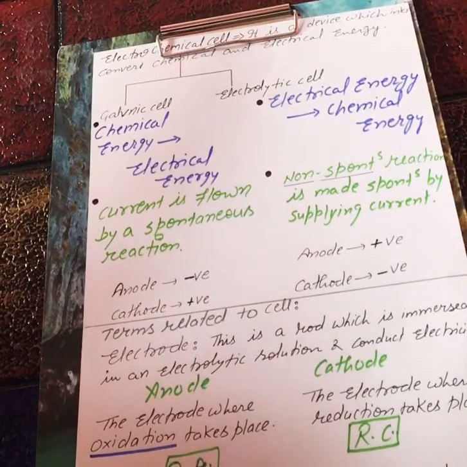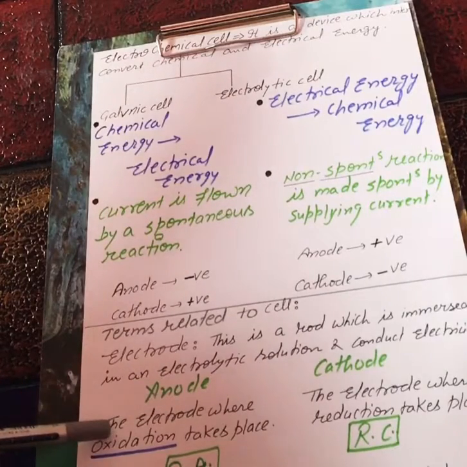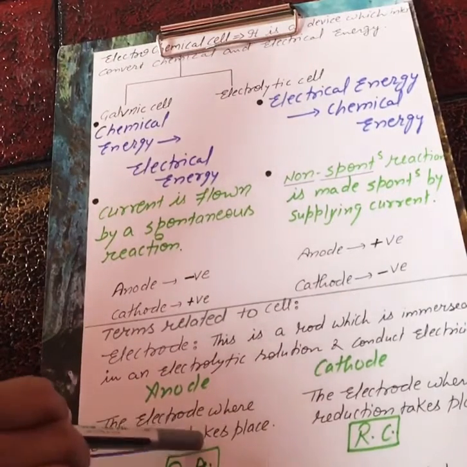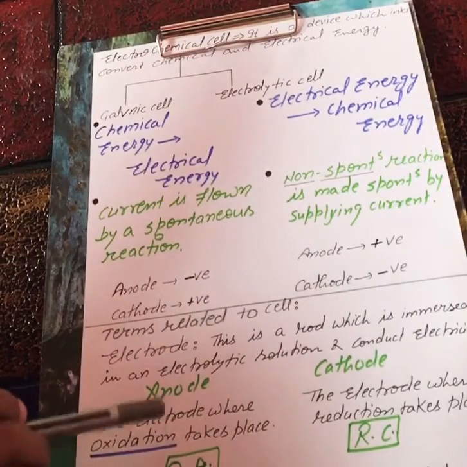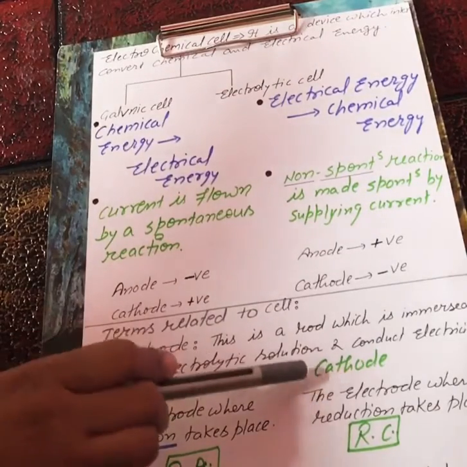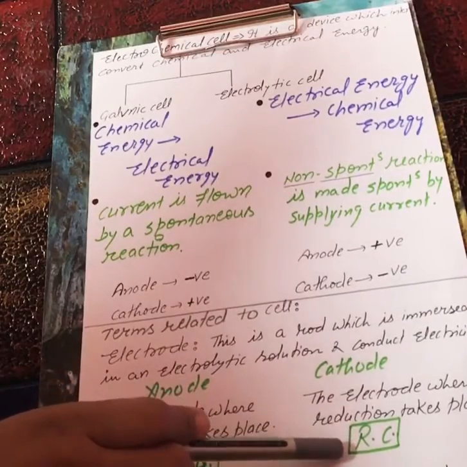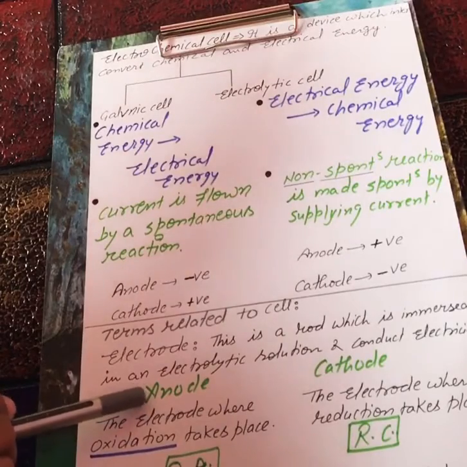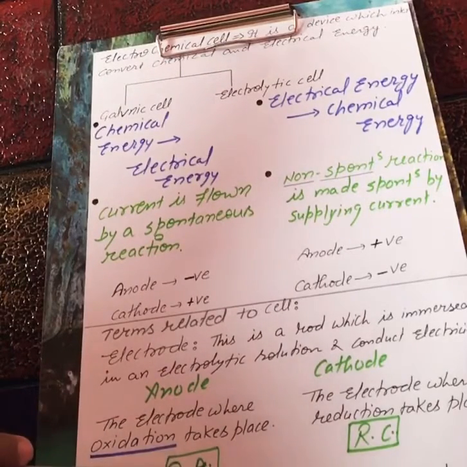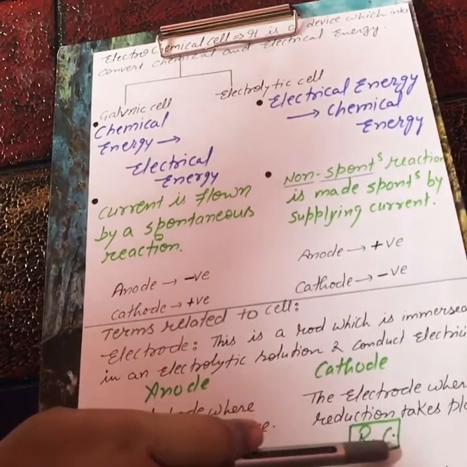Yesterday I discussed electrodes. We know electrodes are of two types, anode and cathode. Anode is that electrode on which oxidation takes place. That means एनोड वो इलेक्ट्रोड है जिस पर ऑक्सीडेशन होगा. Cathode is that electrode at which reduction takes place. In a short way, you can learn OA, oxidation at anode, RC, reduction at cathode.